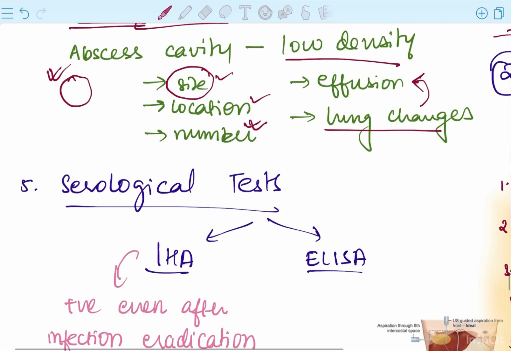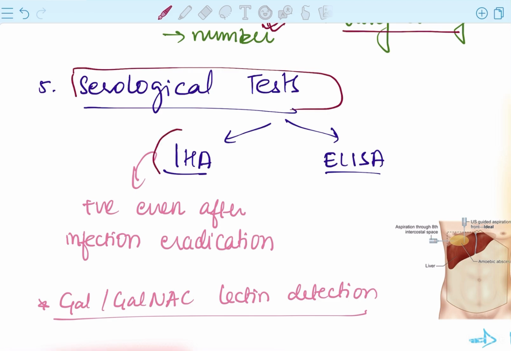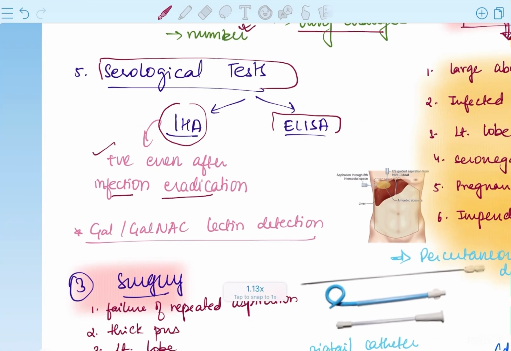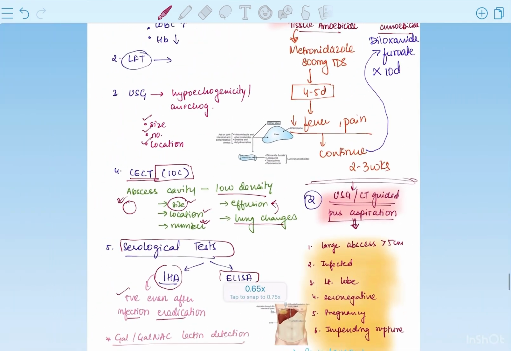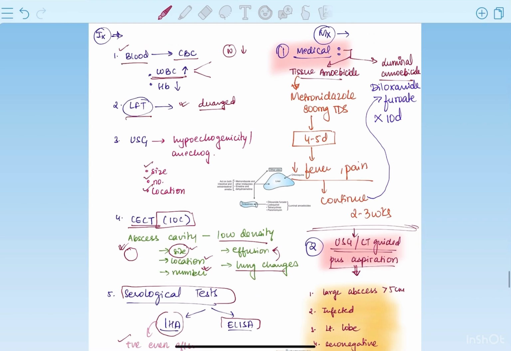There is also one more test called the serological test, in which we do the indirect hemagglutination test or ELISA, but it is not that effective as it is positive even after the infection eradication. It actually detects the galactin present. So these are the overall tests that you will be doing. You can do blood investigation, LFT, ultrasound, CECT and serology.